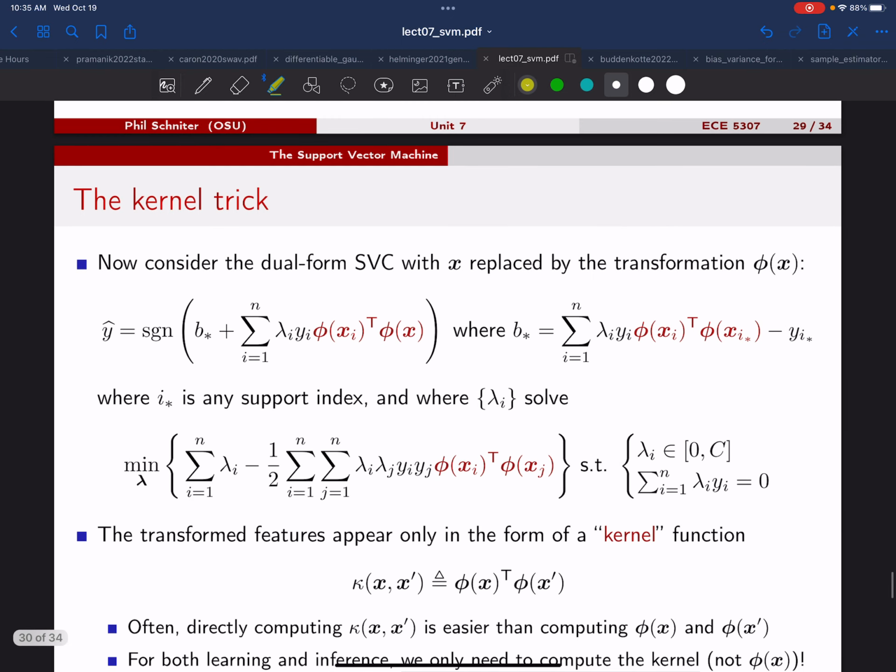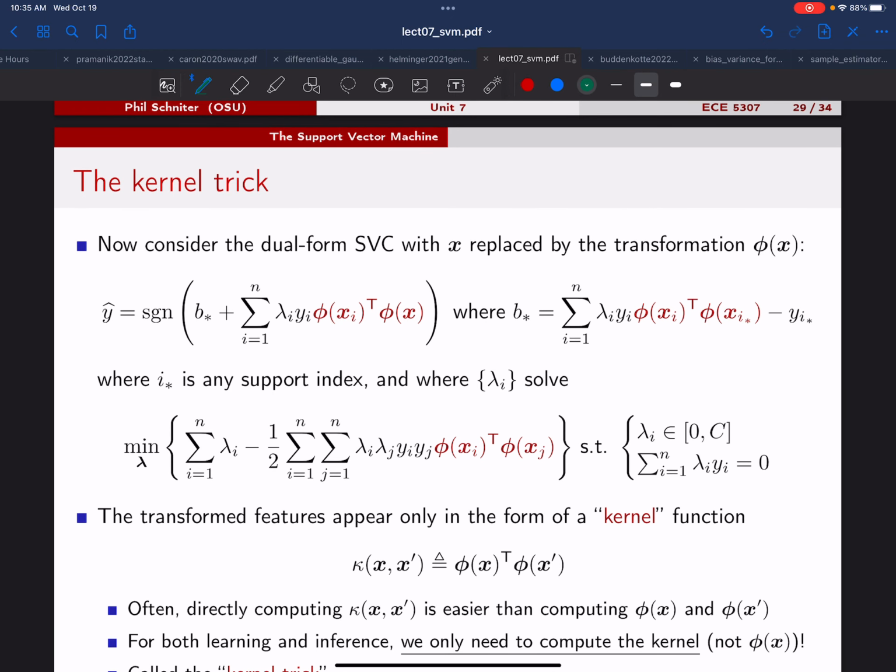But now imagine that we have these transformed features. And so what I'm going to do is, on the previous page, every time I see an xi, I'm going to replace that with phi of xi, or every time I see an x, replace it with phi of x, and so on. Now, if you had a particular phi in mind that you wanted to use as your transformation, you could solve it this way. And as you can see here, these terms are scalars, right? So the main difficulty, if phi is high dimensional, would be computing these inner products.